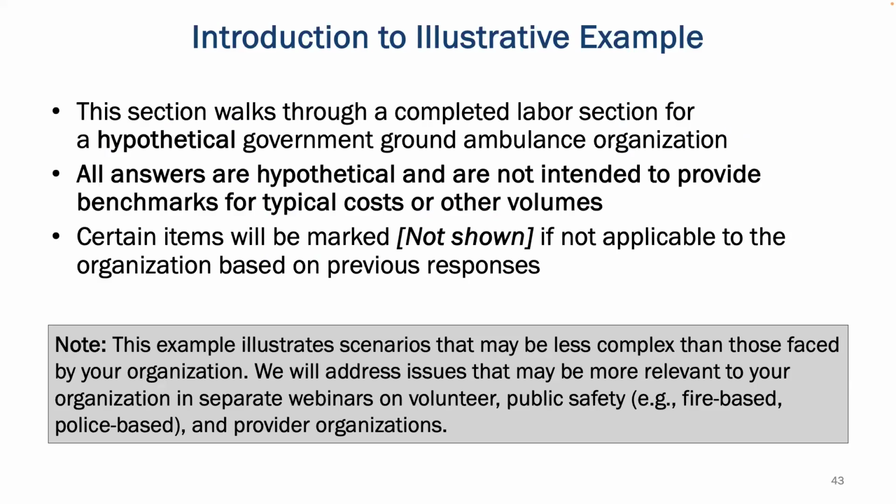We will walk through a completed labor section for a hypothetical government ground ambulance organization. All answers are hypothetical and not intended to provide benchmarks for typical costs. Instead, the goal of this example is to illustrate the process of filling out this section of the survey and how different organizations will be presented with different questions. Certain items will be marked not shown, if not applicable to the organization, based on prior response in the GADCS. Please note that the example here may be less complex than your organization. However, this is meant to be for illustrative purposes only.